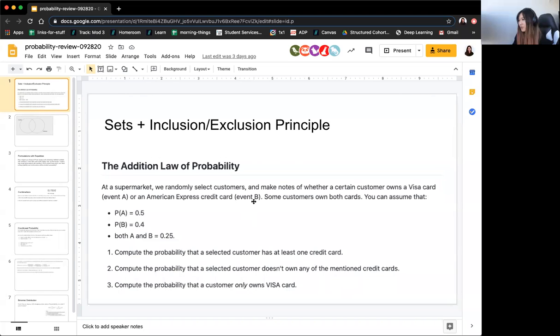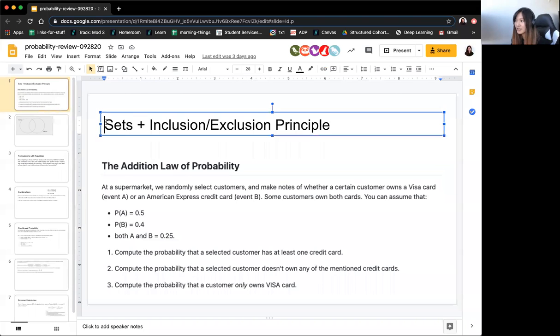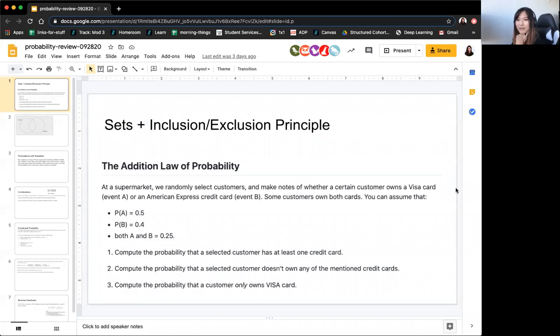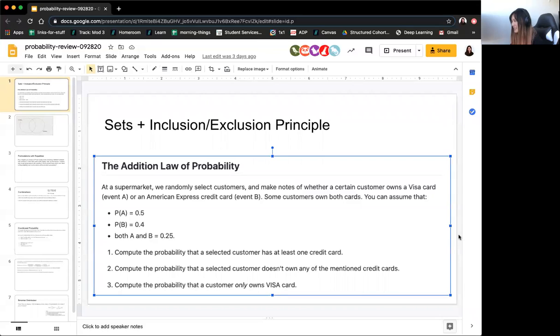The first question I wanted to talk about was set theory, which in this question includes the inclusion-exclusion principle. This was a question that I think I went into a little bit when we did our probability study group, but I just want to talk it over again really quick. You recognize a set question whenever you usually have 2 or sometimes 3 different events happening and they have some sort of overlap.